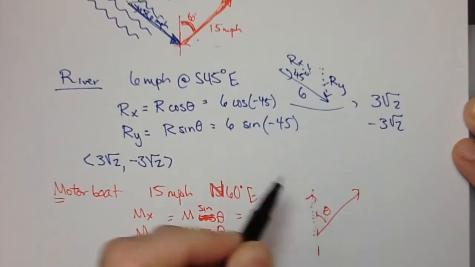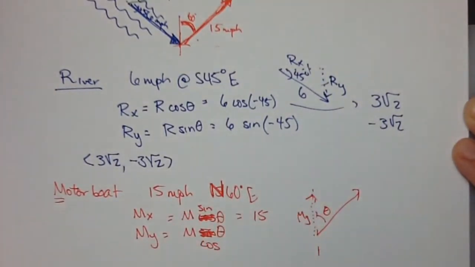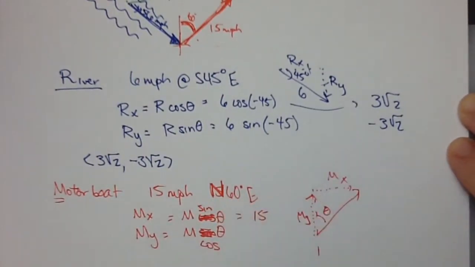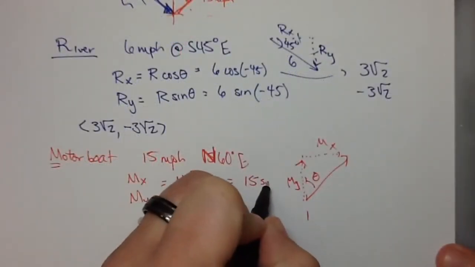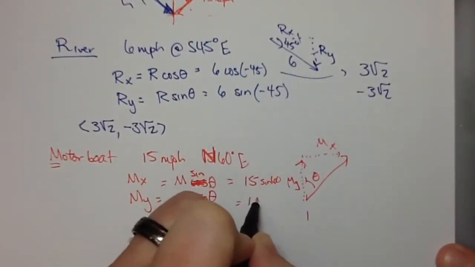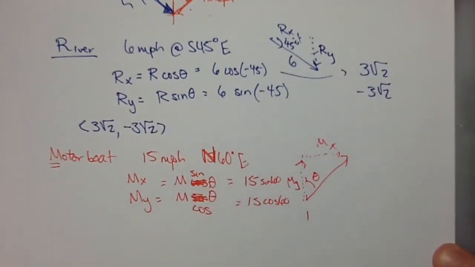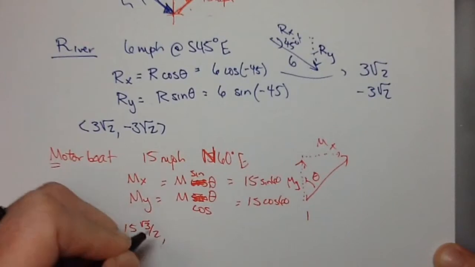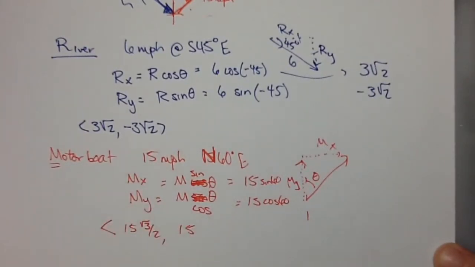So this gives us My with cosine, and this is Mx. It's opposite the angle, so we use sine here. So make sure you're always looking at your drawing. So this is 15 sine 60, and this is 15 cosine 60. So in vector form, the motorboat is 15 square root of 3 over 2 and 15 over 2. All right.